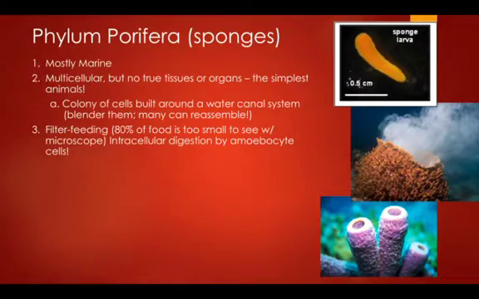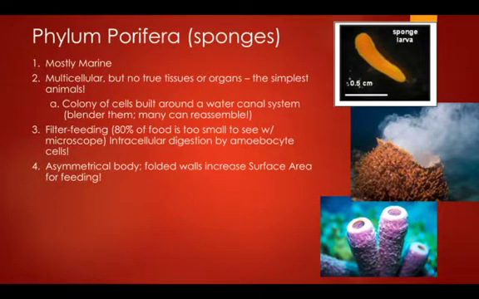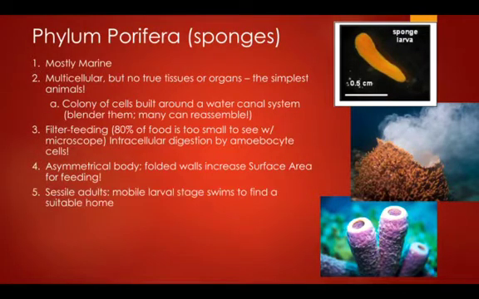So 80% of their food is too small for us to even see, let alone see without a microscope. And they conduct digestion intracellularly, and we'll go over what that means in detail for how they filter feed. They're asymmetrical, so that should sound familiar from the previous lecture. Asymmetry, so they have no symmetry. They are sessile as adults, and sessile is a term used to describe that they don't move. They are immobile. However, they do have a mobile larval stage.